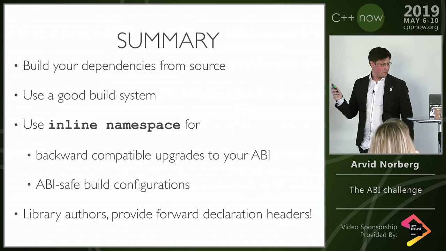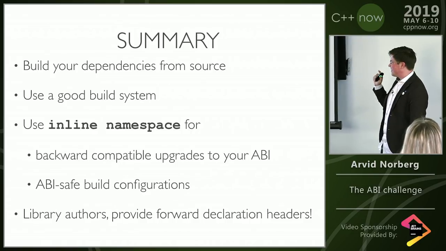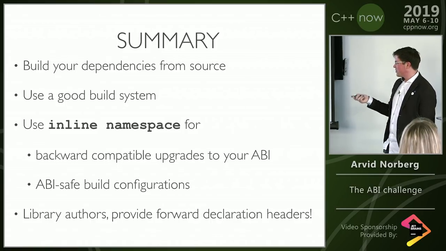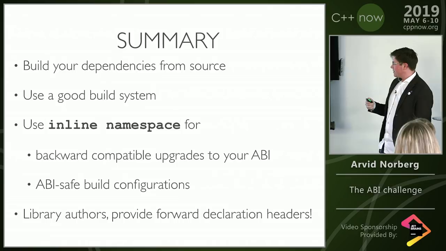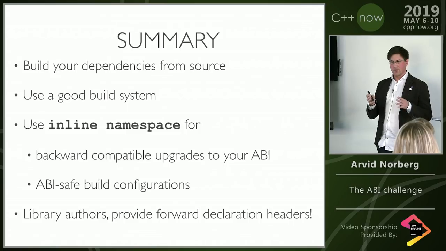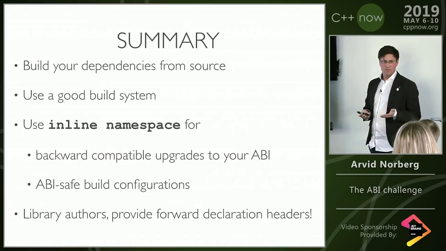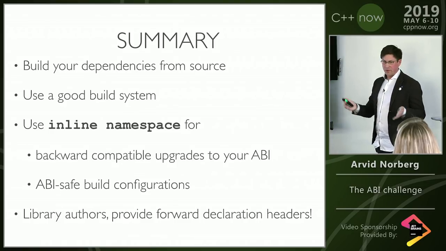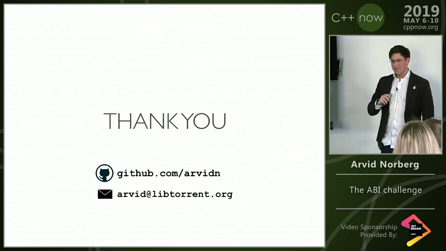That's all the material I have. Here are some takeaways, my summary. Build dependencies from source. Use good build systems, or at least know the limitations of the build systems you use. Use inline namespaces for backwards compatible upgrades to your ABIs or your APIs, and also for ABI safe build configurations. You can encode other things than just debug and release. You could encode the version of C++ that you're building with, or any other build configuration that is dependent on your library, like which crypto library you are linking against, for instance. And provide forward declaration headers. That's all I have. Thank you.